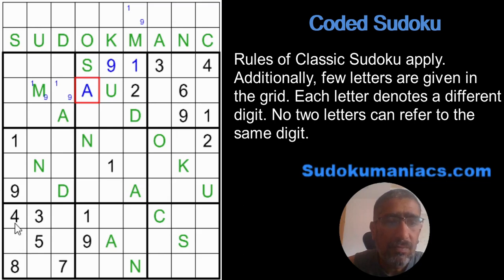Now, when I look, this 1 9 pair limits the possibility of 4 in box 1 because I already have a 4 in row 1 and column 1. So these 5 cells cannot be a 4, which means the 4 has to be either an A or this. Correct?